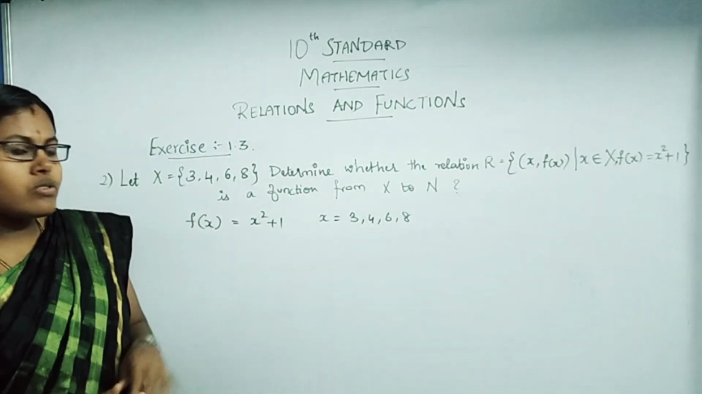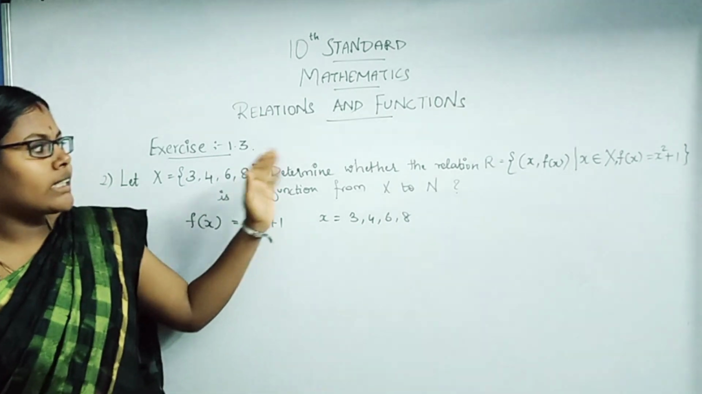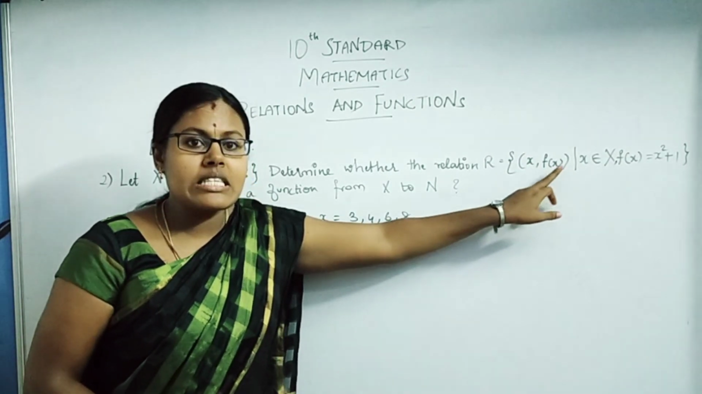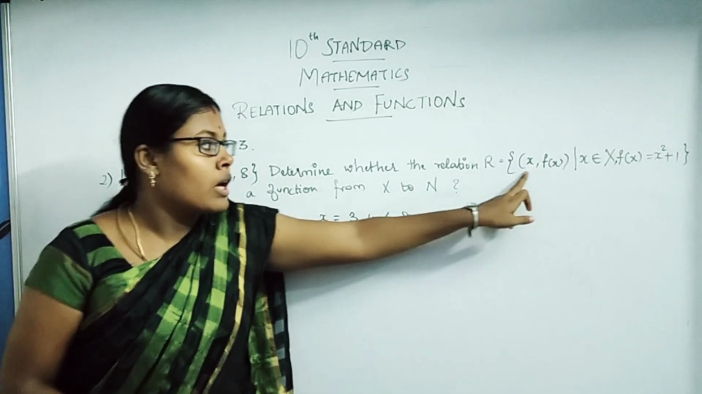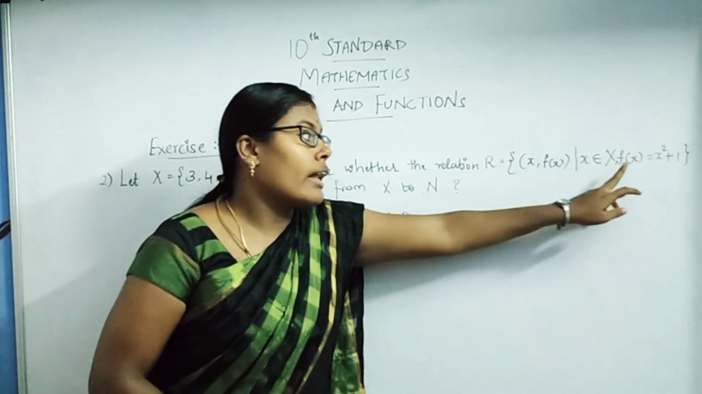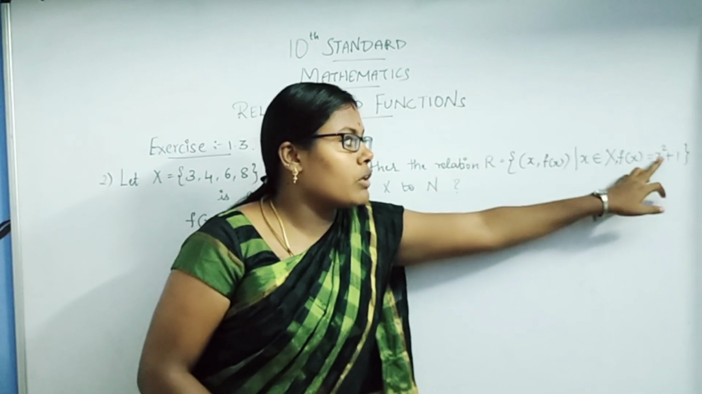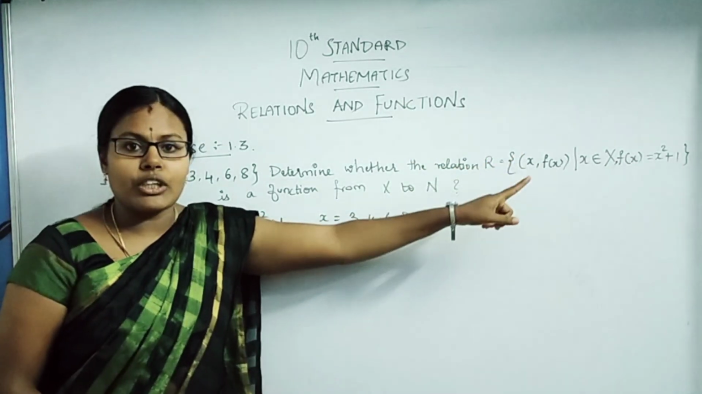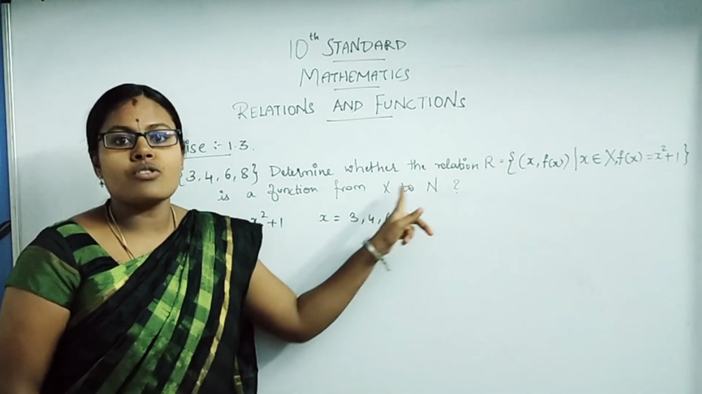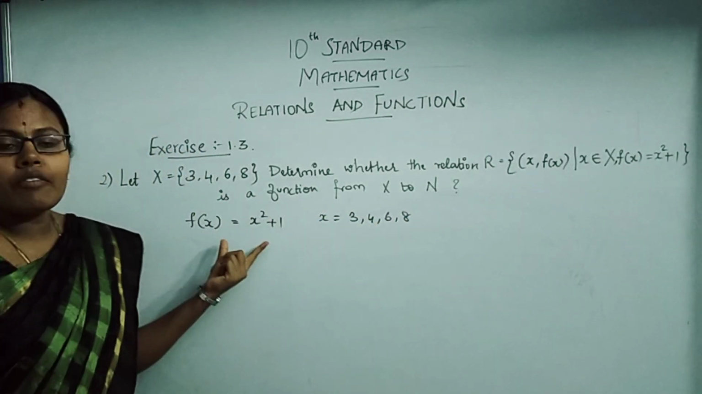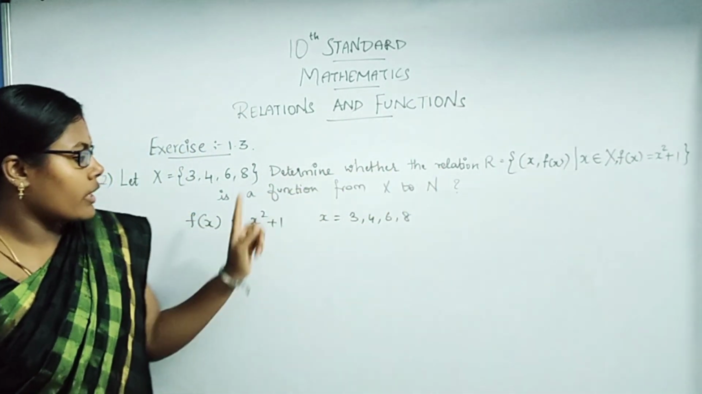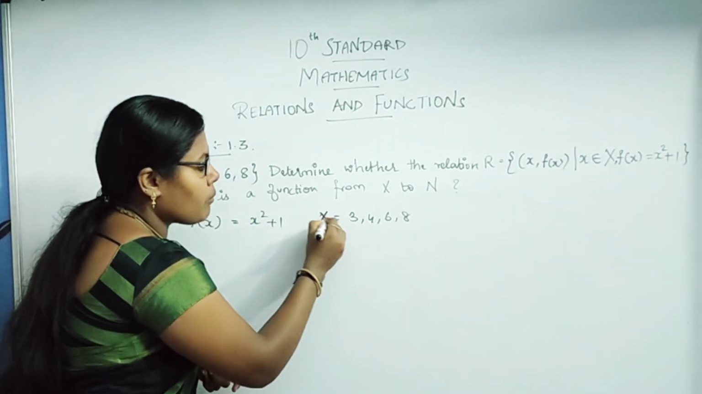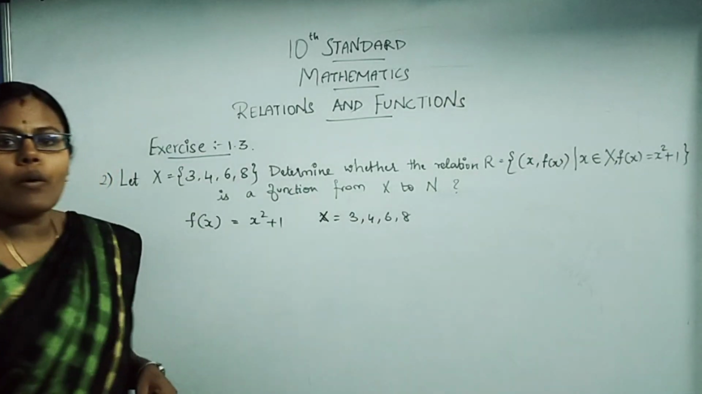Let X equal 3, 4, 6 and 8. Determine whether the relation R equals {(x, f(x))} is a function. So there is a difference between small x and capital X. Okay, so small x belongs to capital X and they have given the f of x value, that is, f of x equals x square plus 1. You have to say whether that is a function from capital X to capital N. So f of x they have given is x square plus 1, and they have given the x values, that is 3, 4, 6 and 8.